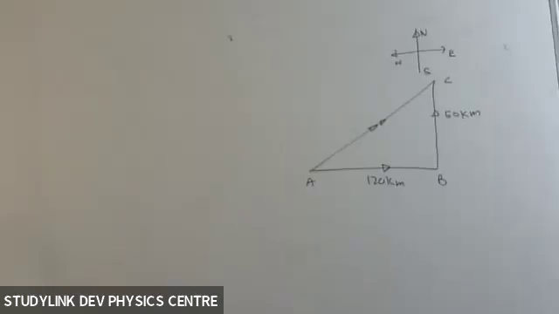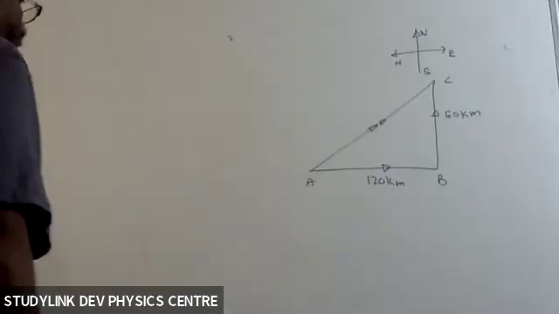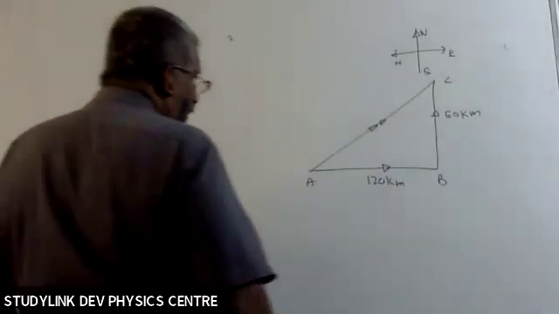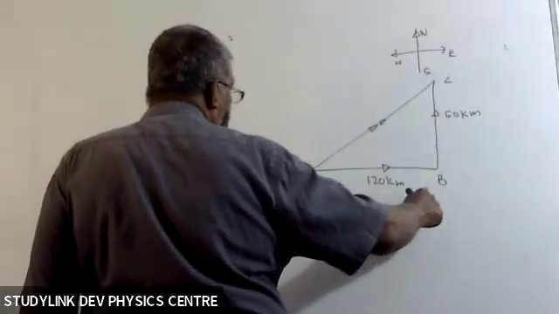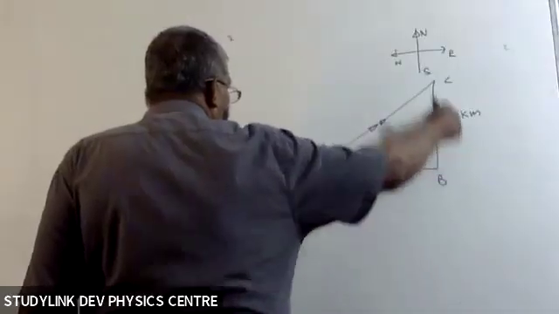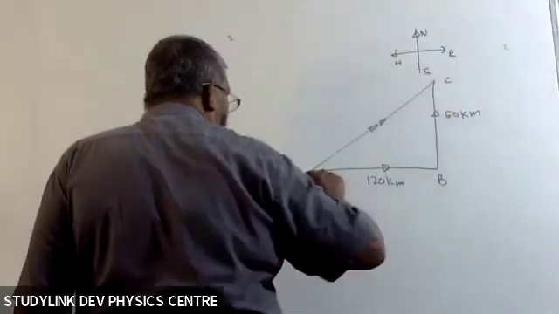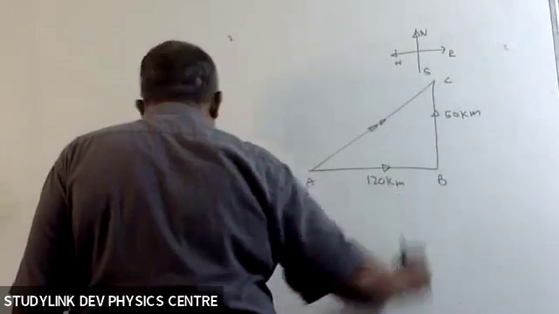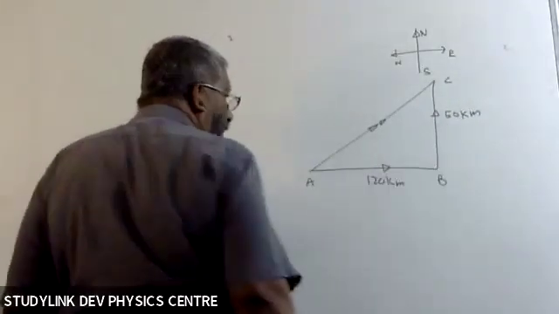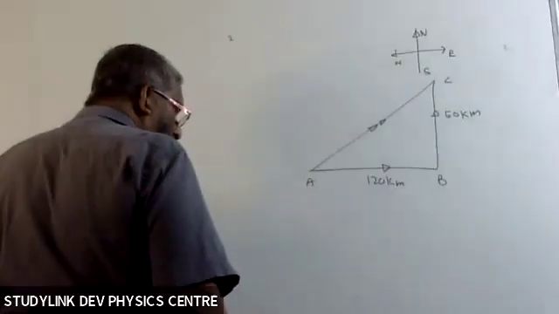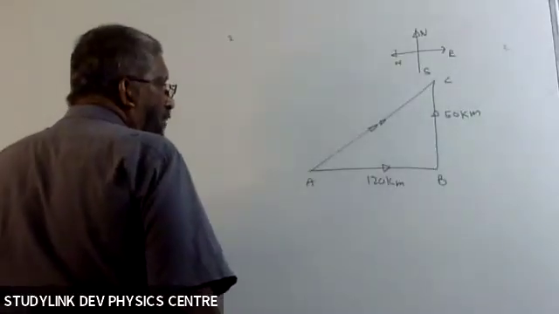Have you found the value? Normally, the direction we have to find. I considered AB. AB is towards east, then north, A and C. Velocity is a vector. So when two velocities are to be added, two vectors are to be added.